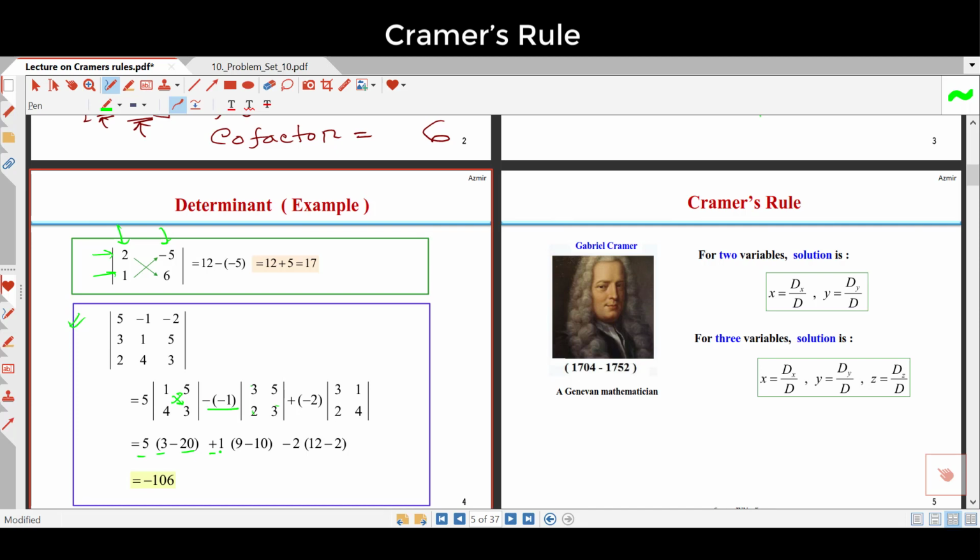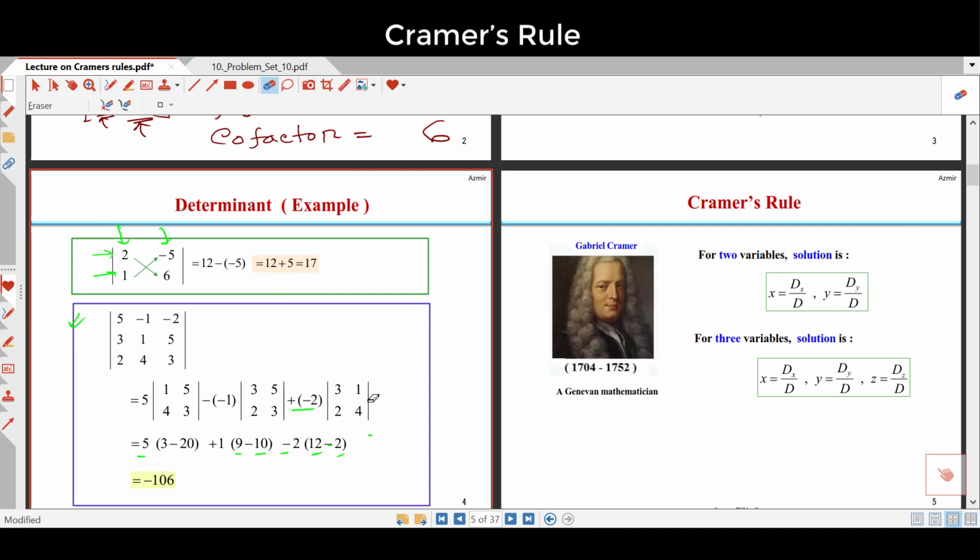Here minus minus plus. Now determinant of this part will be 3 times 3, 9. 2 times 5, 10. Plus minus minus, minus 2. Now find its determinant. 3 times 4, that is 12. There is a minus. 2 times 1, 2. So you are done. Now it is just simple calculation.